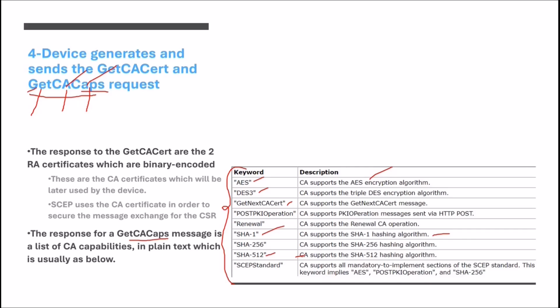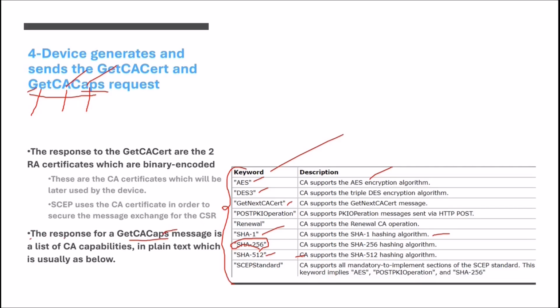Therefore, first the device is going to ask what are your capabilities. The CA is going to respond with all the capabilities. The device is going to look at it and say, oh, you can issue a certificate with SHA-256. I'm going to request a certificate with the SHA-256 algorithm. Hence, you can provide me what I actually want. That is what get CA caps means.